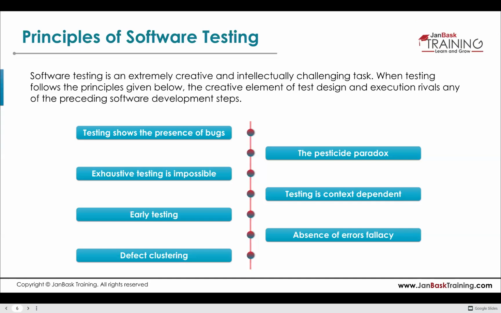And finally, the last principle, the seventh principle, is absence of error fallacy. So what does this say? Once the application is completely tested, from the tester's point of view, you can say that there are no bugs present before the release. You can say that this application is 99% bug free, but at no point of time can you say that it is absolutely bug free.